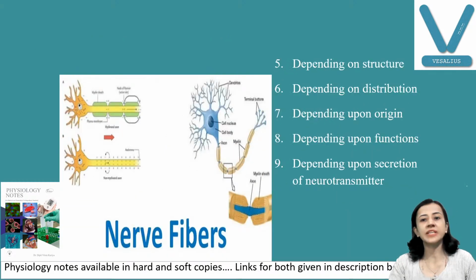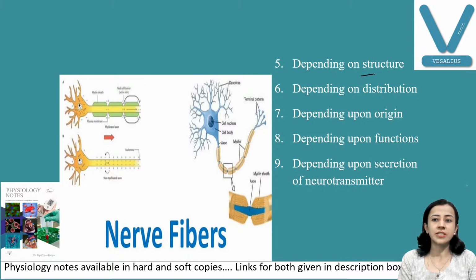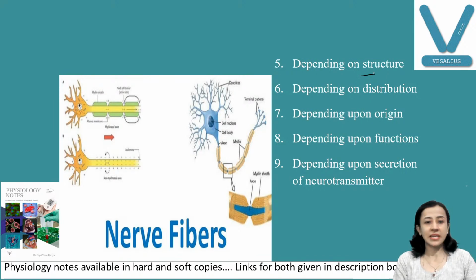I repeat: one, Erlanger-Gasser's depending on diameter and conduction velocity. Second, numerical classification. Third, physio-clinical classification, and fourth, physio-anatomical classification. Fifth one, depending on the structure, they are myelinated, unmyelinated, then depending on the distribution, depending on origin, function and neurotransmitter. So there are 9 ways.